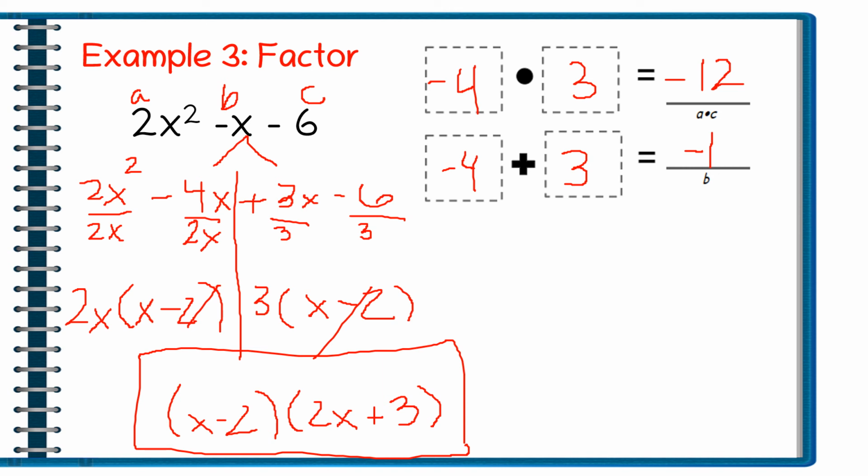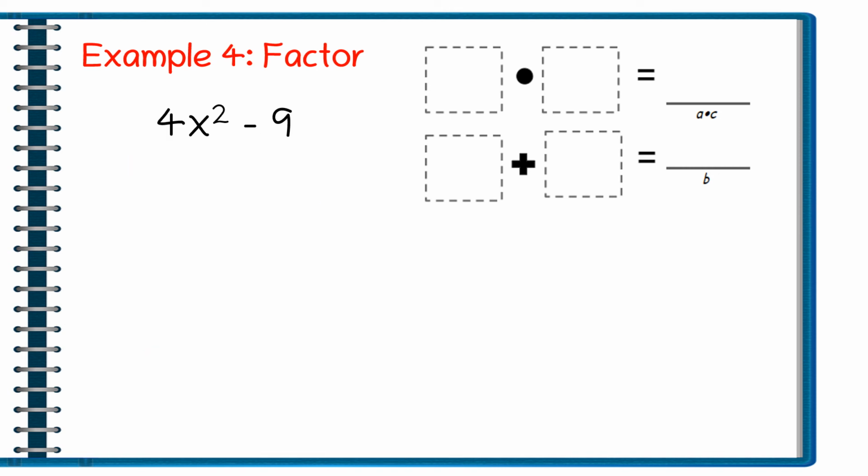All right, our last one. So we have an A. Oh, we don't have another number in the middle, so that's B, and then our value for C is -9. So A times C, 4 times -9 is -36. Our B value is 0. There's nothing in the middle. So we're looking for 2 numbers that multiply to make -36, but add up to 0. I think that -6 times 6 is -36, and -6 plus 6 is also going to be 0.